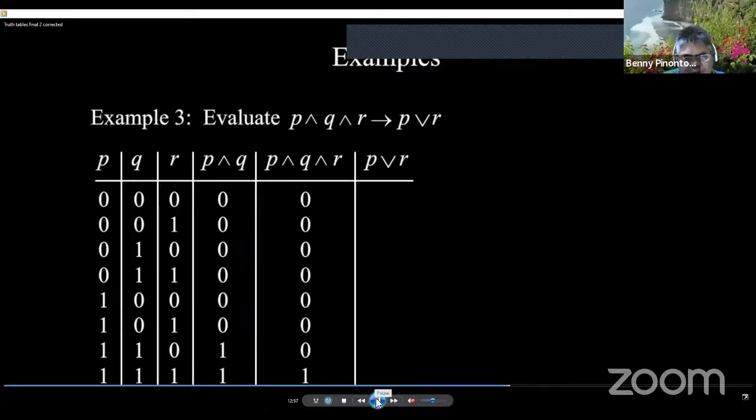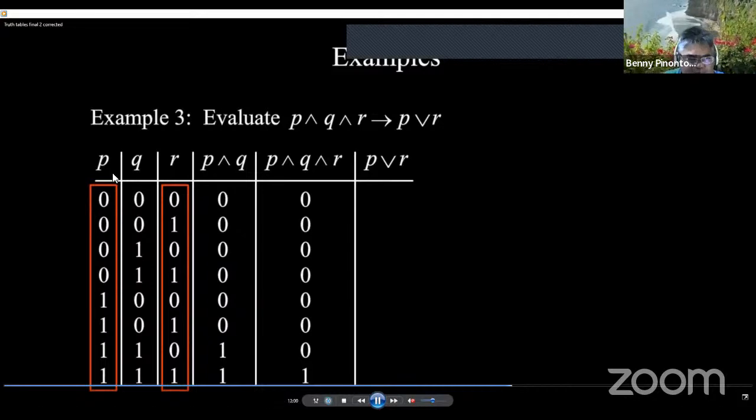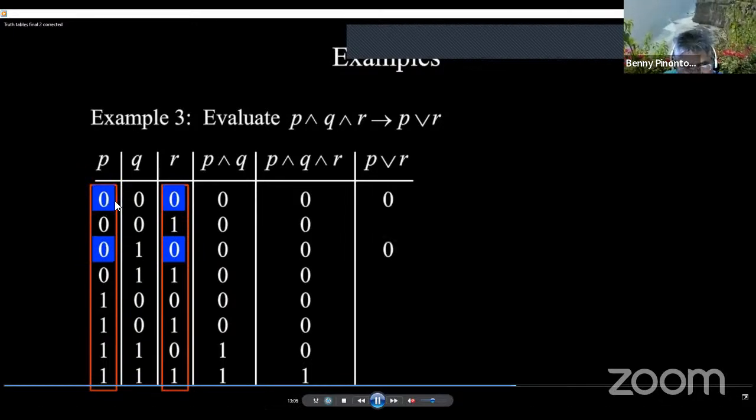Okay. Then we're gonna do the P or Q. Yeah, so that is this P and Q again, because that is OR. Now we're gonna look at the input with both 0, and we put 0 there. All the rest gonna be 1.